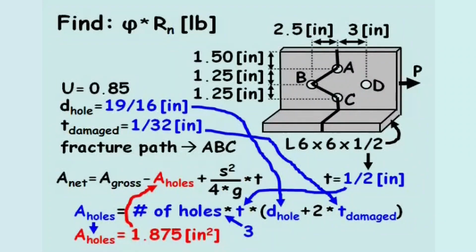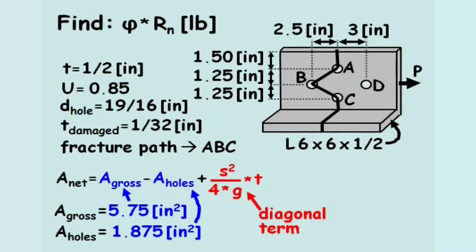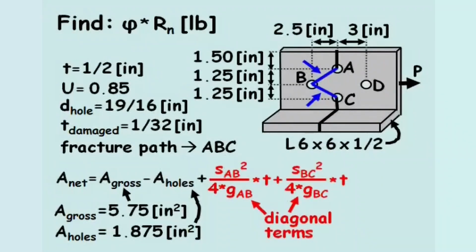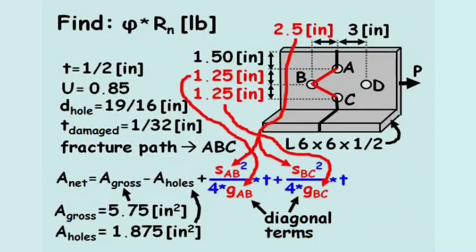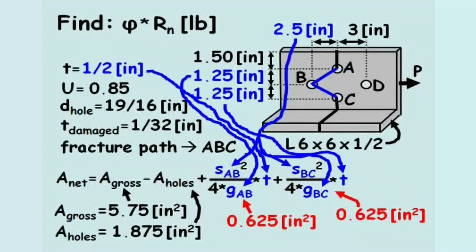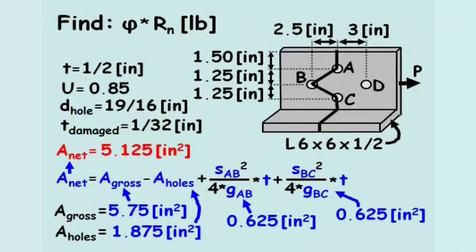The last term we need to solve for is the diagonal term S squared T over 4 times G. For the given failure path, there are 2 diagonal segments, AB and BC. Therefore, there will be 2 diagonal terms in the equation. After plugging in the stagger lengths and gauge lengths for the 2 paths, as well as the thickness of the beam, T, both diagonal terms equal 0.625 inches squared. And the net area for the beam equals 5.125 inches squared.